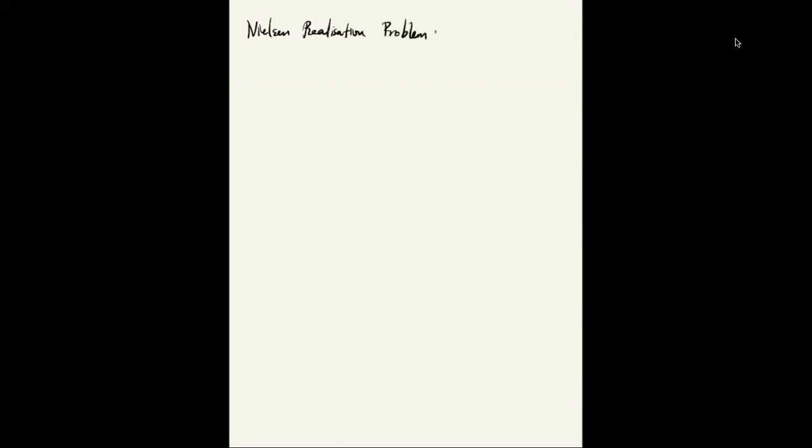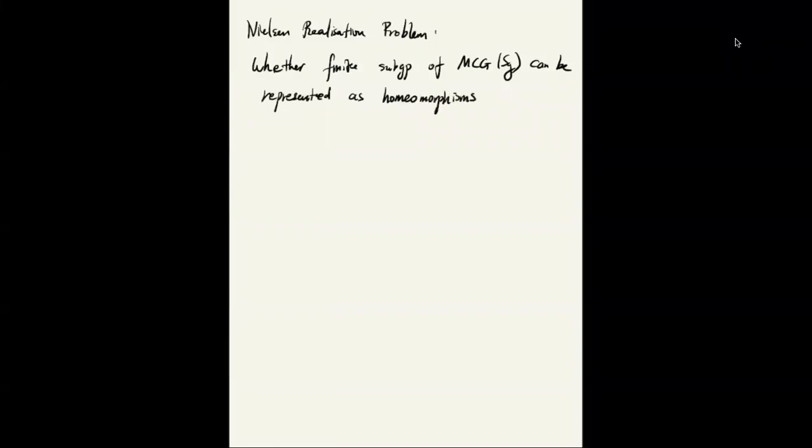The Nielsen realization problem originally asks whether a finite subgroup of the mapping class group of the genus g surface can be represented as homeomorphisms. What do I mean by that? The mapping class group is the connected component of the homeomorphism group of an oriented genus g surface. So it's the pi zero of the orientation-preserving homeomorphisms of S_g. There's a natural homomorphism from the homeomorphism group to the mapping class group, which is the forgetful map. I'll call this map pi_g.